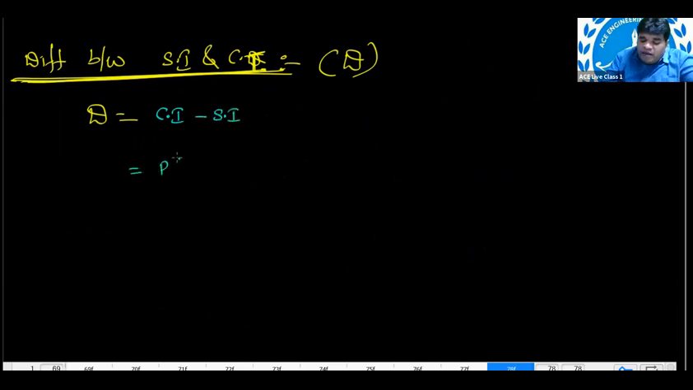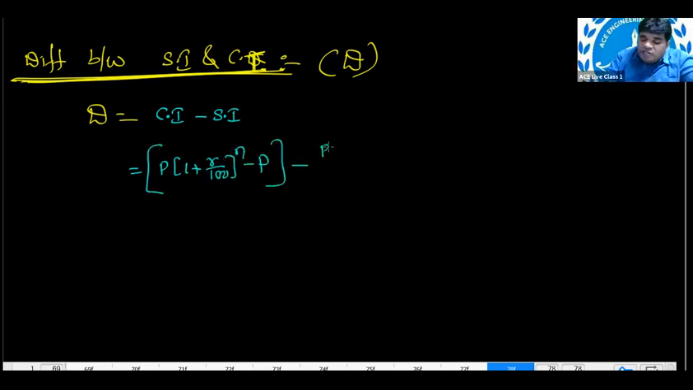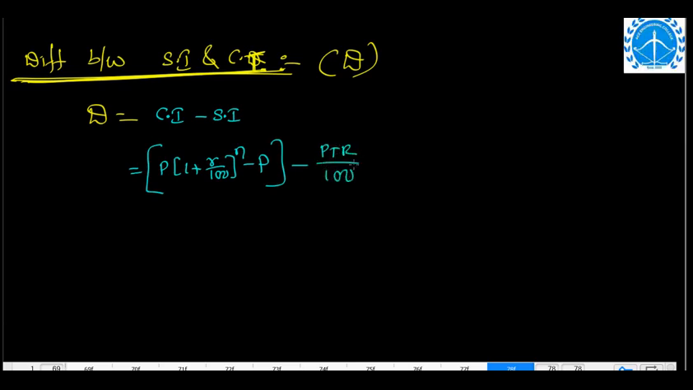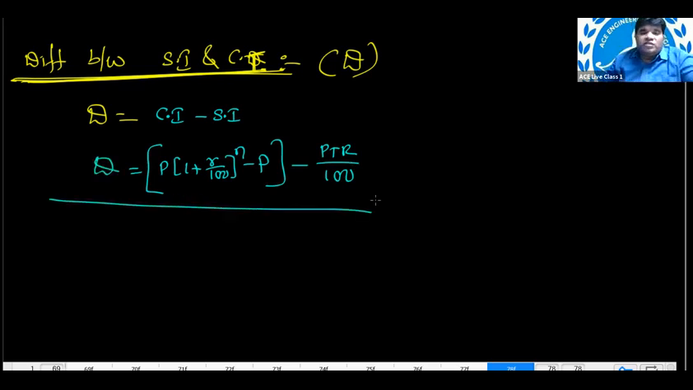Compound interest formula: P into (1 plus R by 100) whole power n, minus P. Minus simple interest, PTR by 100. This is the original formula. In this original formula, n is replaced by 2 and t is replaced by 2, since we are discussing 2 years. But every time the full formula is not necessary. Then directly the answer: D is equal to P into R square upon 100 square.